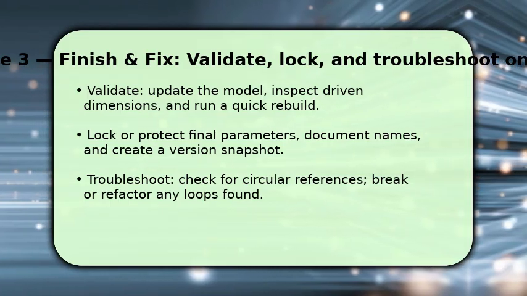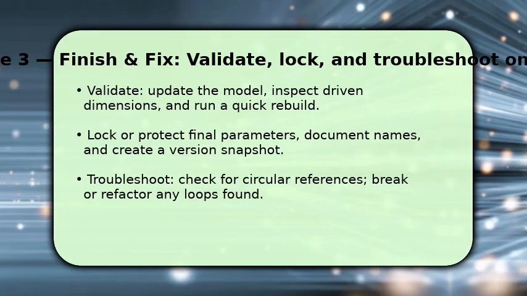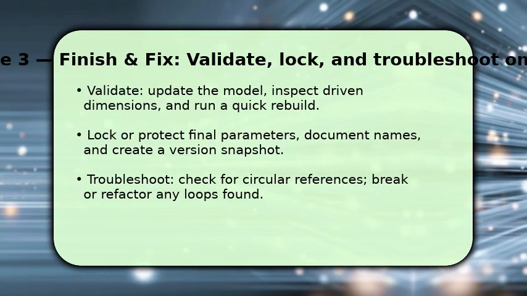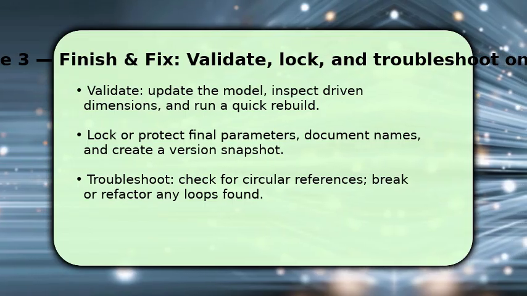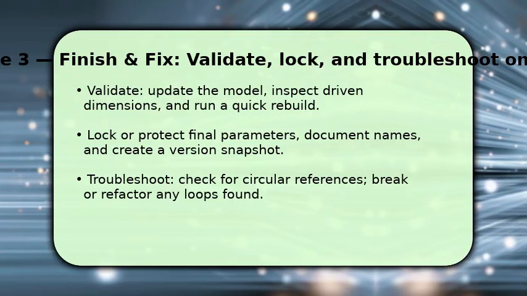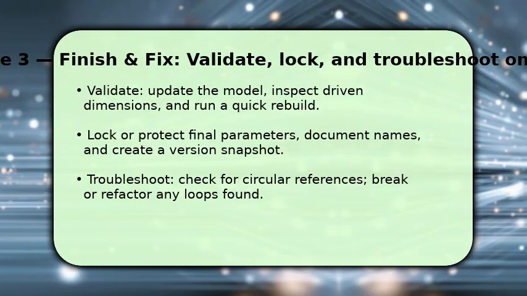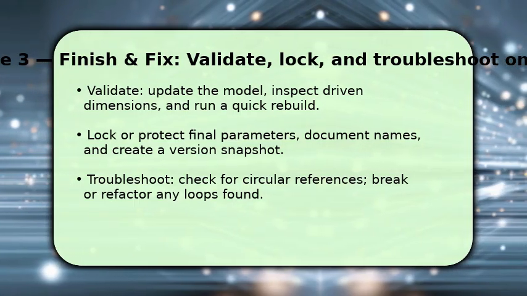If something goes wrong, start with one key troubleshooting tip. Circular references cause silent failures. Search parameter formulas for loops. Break the loop by inserting a fixed value or refactor into stepwise parameters, and then revalidate. This keeps expressions robust and maintainable.